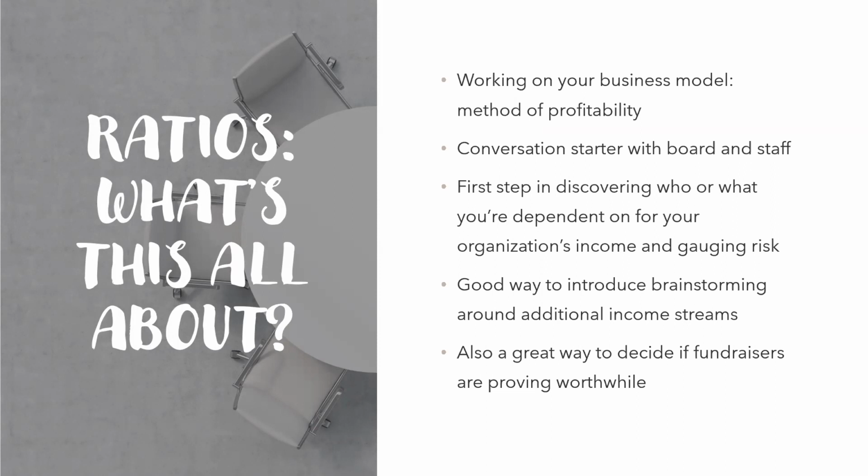This is also a good way to introduce brainstorming around additional income streams. So what you might find through some of this analysis is that you may be too dependent on one source or another. I know I've worked with organizations that basically had 100% or 75, 80% of their annual income come from one particular funder. And that's not really a sustainable model because what if something happens to that? So this is a good way to show people how much you're relying on any particular income sources and what might be possible as far as diversifying a little bit more.